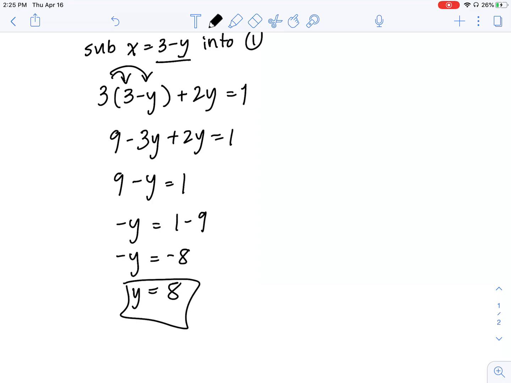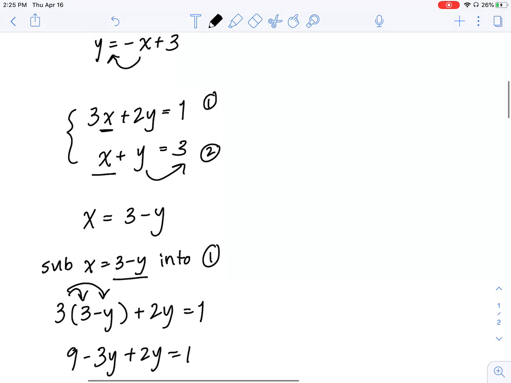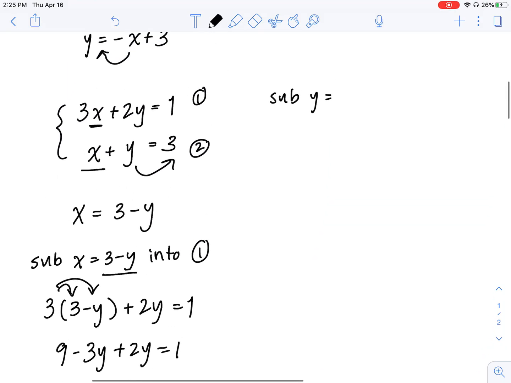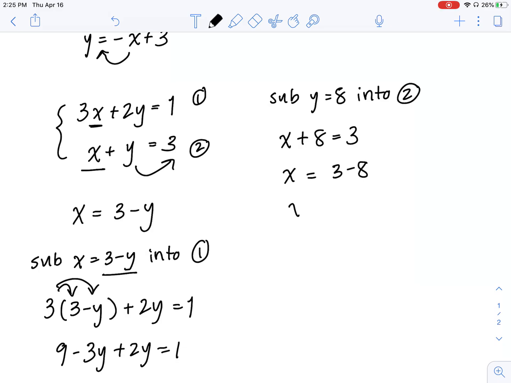Now that I have my y, I can sub that back into the second equation to solve for x. So let's go back. Sub y equals 8 into equation 2. X plus 8 equals 3, which means x equals 3 minus 8. Therefore, x equals minus 5.